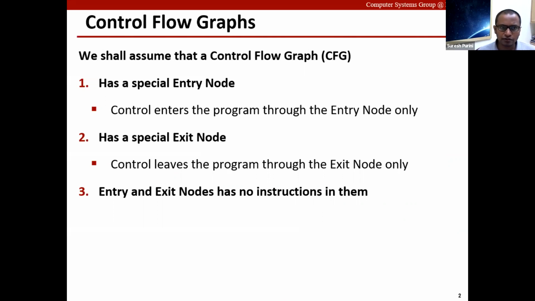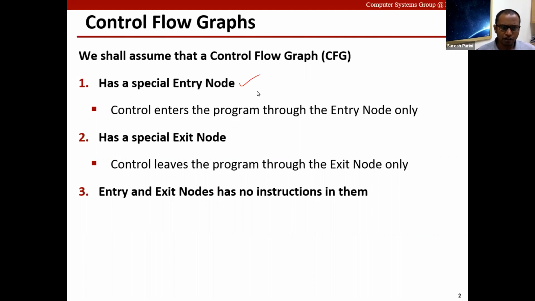And without loss of generality, we assume that the control flow graph has a single entry node, or a special entry node, and the control enters the program or the function only through the entry node. And it has a special exit node, and the control leaves the function or the program through that exit node only. Usually it is the case, if you think of a function, that the control enters only at the beginning of the function. So this is not a problem.